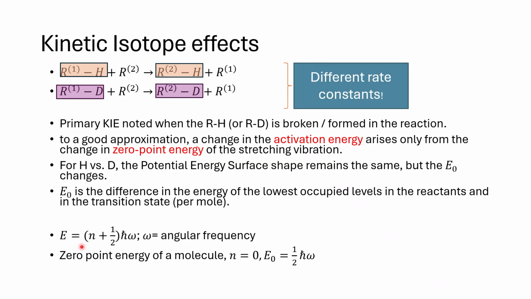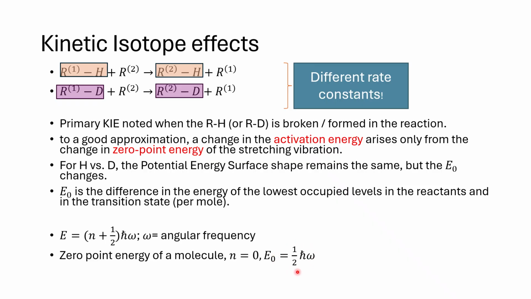We apply the simple harmonic oscillator model, where the energy for each vibrational quantum level can be determined using these equations here. In these equations, omega represents the angular frequency, and at the ground state we have n equals 0. At the ground state, the vibrational energy is equal to 1 over 2 multiplied by the reduced Planck constant multiplied by the vibrational frequency of the molecule.